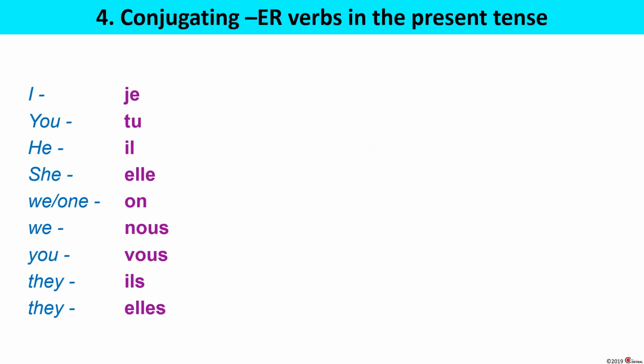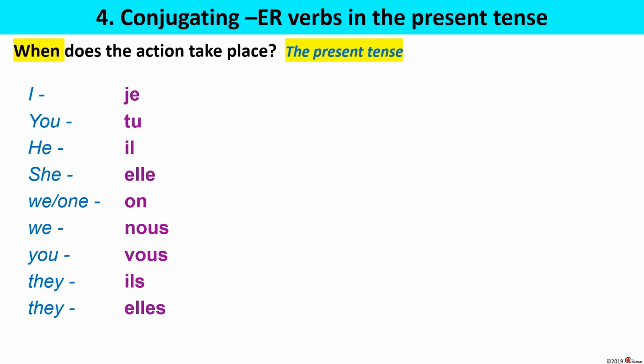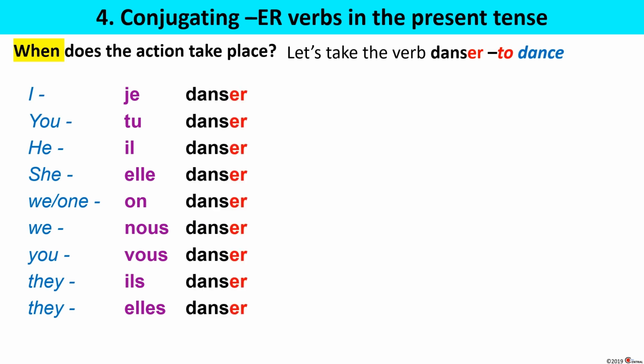So we know who does the action using our subject pronouns. Now we need to know when the action takes place using the present tense. So let's take an example. Let's take the verb danser. Danser means to dance, and I'm just going to add it to my pronouns.